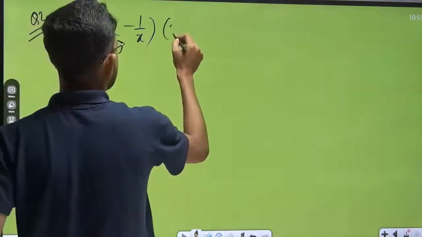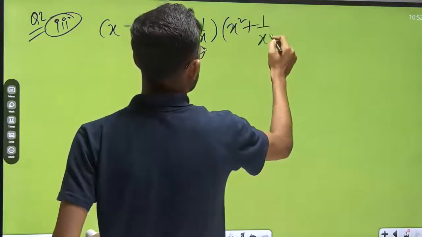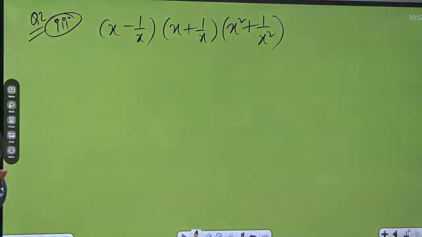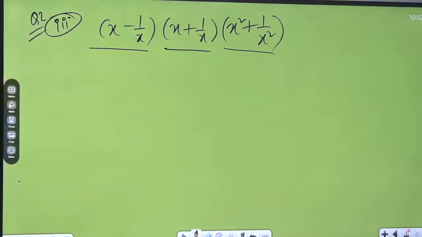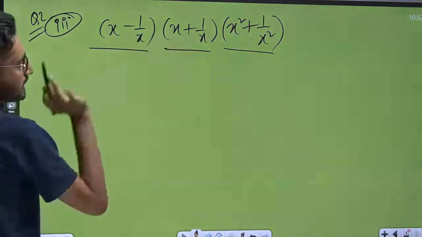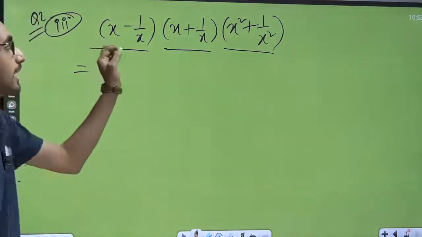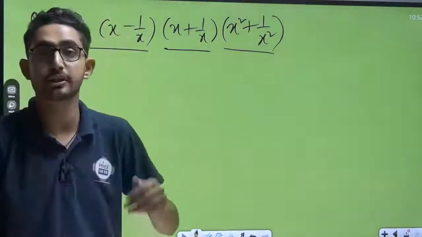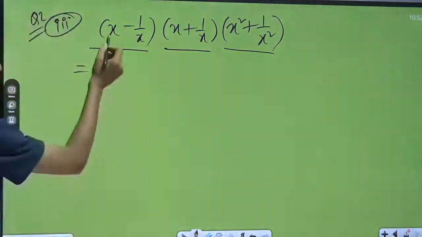Now next question, third part. X minus 1 upon X, after that X plus 1 upon X and X square plus 1 upon X square. The same question. Okay, so all of you see here properly. The same question we can say. This is A minus B, A plus B, and this is A square plus B square. Okay, now students, A minus B, A plus B is equal to, we can say, A square minus B square. What is the answer? A square minus B square.